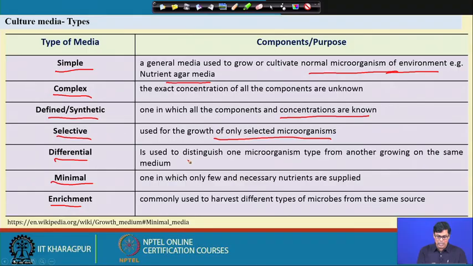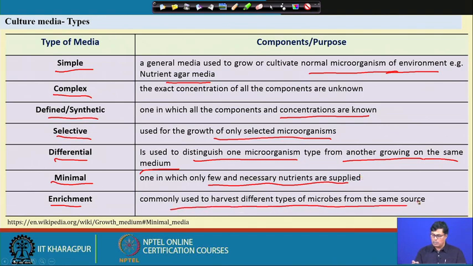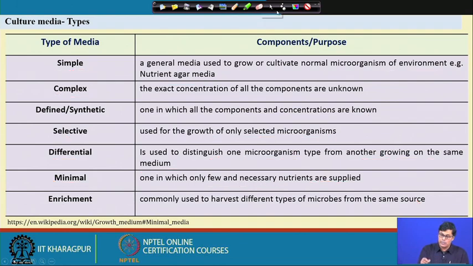Differential media is used to distinguish one type of organism from another type of organism growing in the same media. Minimal media basically contains some minerals, one in which only the few necessary nutrients are supplied. And enrichment media is commonly used for harvesting different types of microbes from the same source.